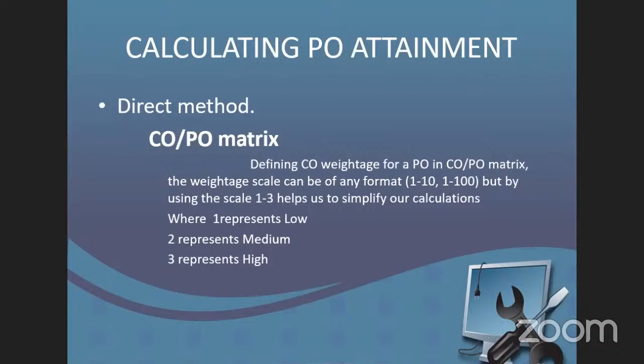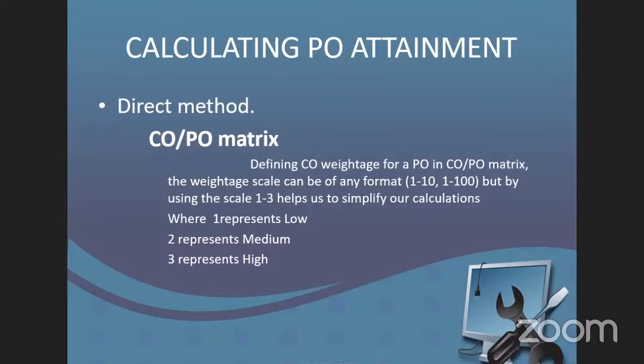And again, here too, in PO attainment we have a direct method and an indirect method. The direct method is only through the CO-PO matrix. We call it CO-PO mapping. In CO attainment, we have direct methods like internal and external exams. Here it is done through the CO-PO matrix or mapping.